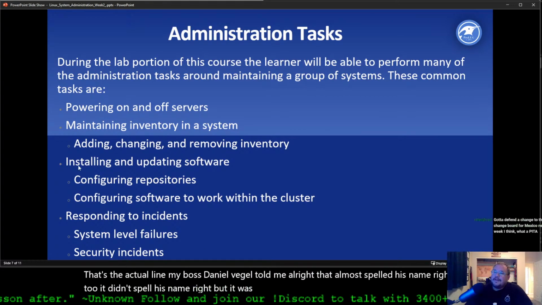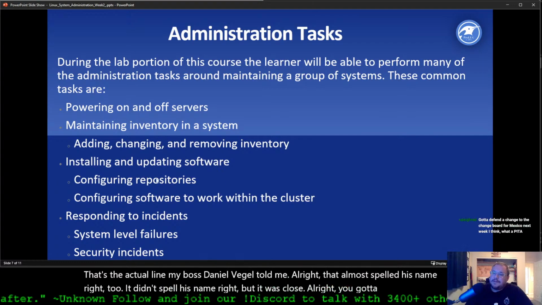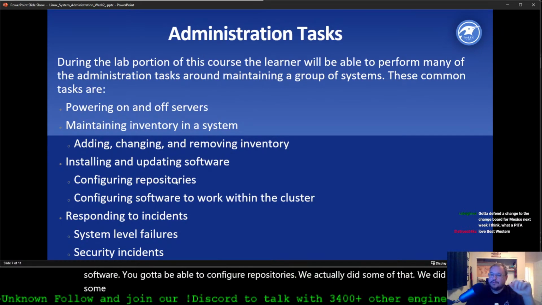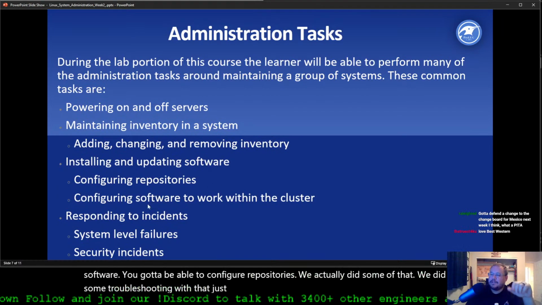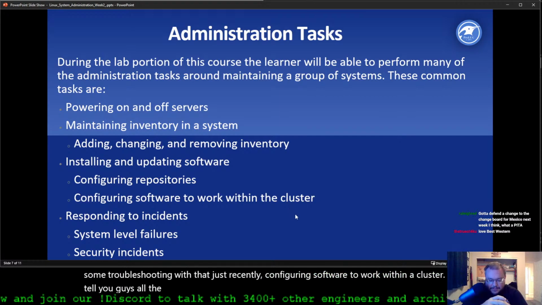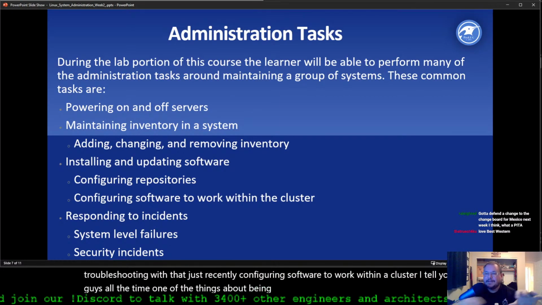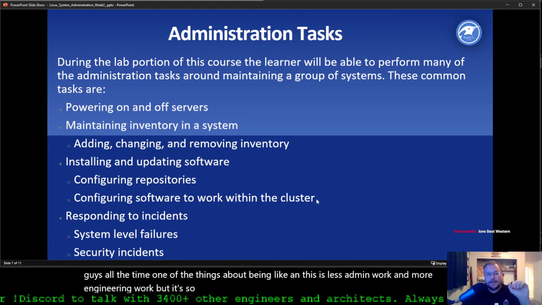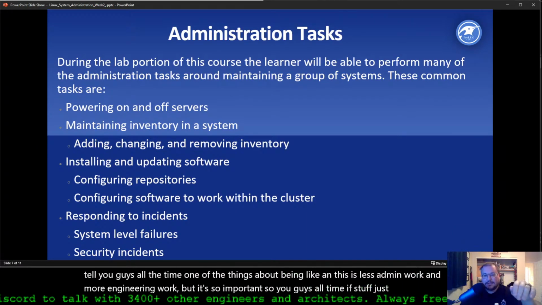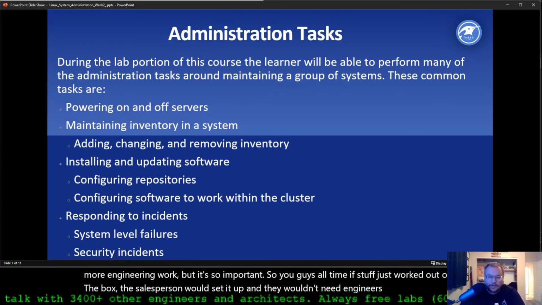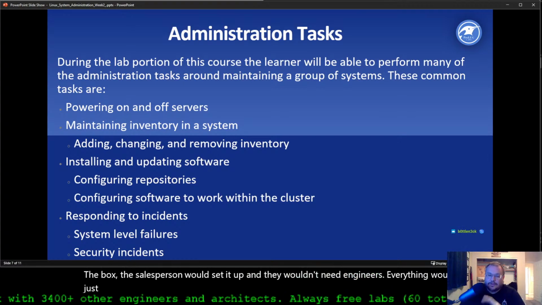All right. You got to install and update software. You got to be able to configure repositories. We actually did some of that. We did some troubleshooting with that just recently. Configuring software to work within a cluster. I tell you guys all the time, one of the things about being like this is less admin work and more engineering work, but it's so important. If stuff just worked out of the box, the salesperson would set it up and they wouldn't need engineers. Everything would just work. But things don't work like that.